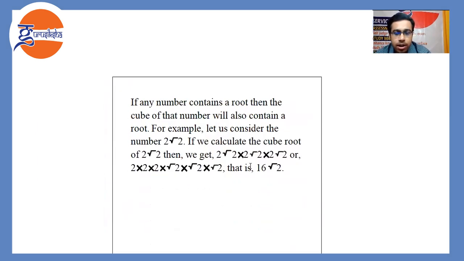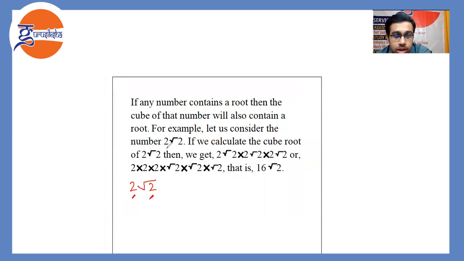Now here, this is a bit complicated example, as you can see, the number is a bit complicated. It consists of 2√2, which means the number is no doubt a whole number. However, it contains a positive whole number and another positive whole number, yet it is inside the root. So 2√2 is the entire number. We will calculate the cube root of 2√2.